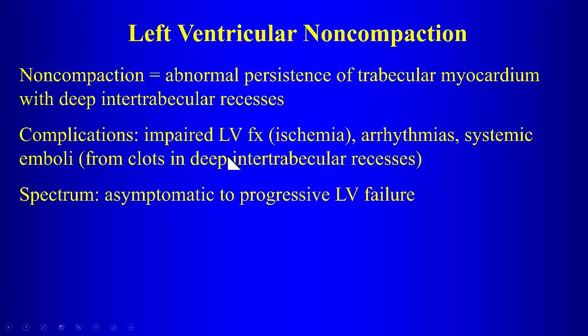We can have ischemia, arrhythmia, systemic emboli from clots that form in there. Patients, there's a wide spectrum. Patients can be asymptomatic to progressive left ventricular failure. To tell you the truth, most of the cases that I see, the patients are asymptomatic because what happens is they notice it on echocardiography and then they send the patient for MR to confirm it, okay? And many of the cases that I see, the patients are completely asymptomatic from this entity itself. So that is something to realize. Not all patients with this entity are necessarily going to be symptomatic from it, but some patients can, and this is a cause of cardiomyopathy.